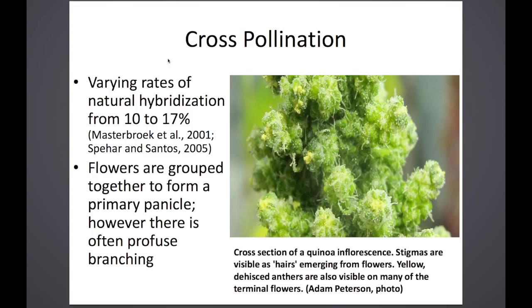The flowers are grouped together to form a primary panicle. Depending on how closely the plants are together, that'll determine how much branching there is on each quinoa plant, but they have the potential to branch quite significantly. In many parts of Bolivia or Peru, they often do multiple harvests. They'll cut the primary panicle first, come back a week or 2 weeks later, and then start cutting branches and getting more seed. One of the things we're breeding for is mechanical harvest cultivation, so we do seed a little denser and try to get the seed to mature all at the same time.